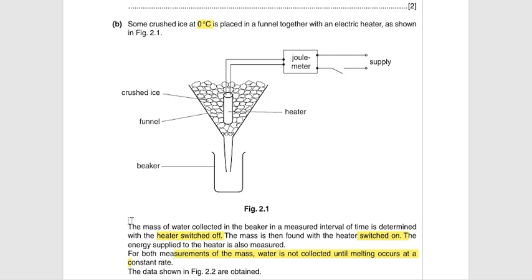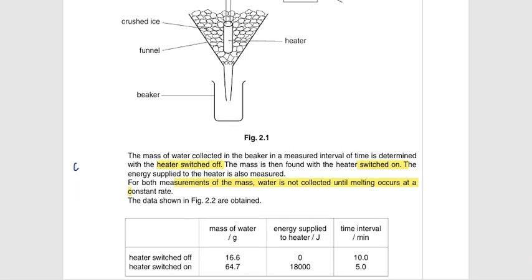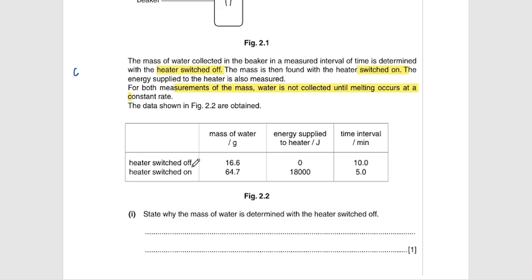So we know that when we say it's melting at a constant rate, that means the water is dripping at a constant rate. So we can simply write there's constant dripping. The droplets being dropped are very constant and at a fixed rate. We have the heater switched off, the energy supplied was 0 and we measured it for 10 minutes. With the heater on we measured for 5 minutes, with 18,000 joules supplied, and the mass measured was 64.7.